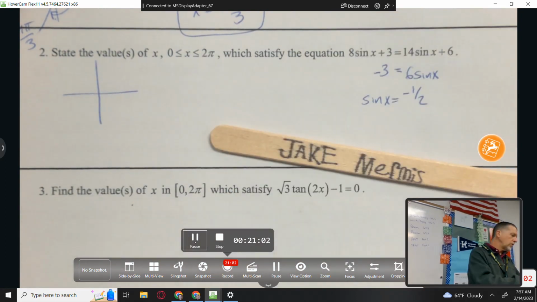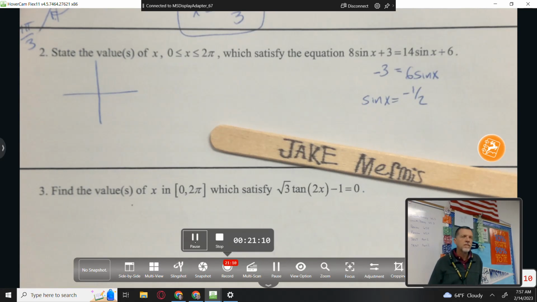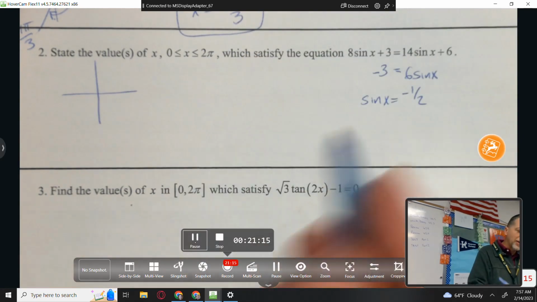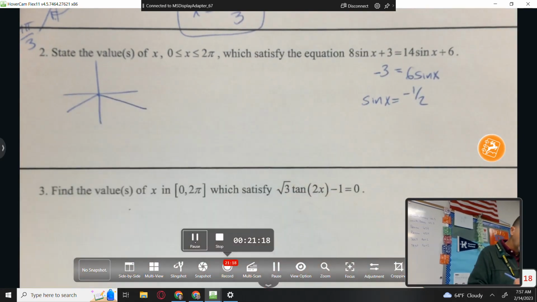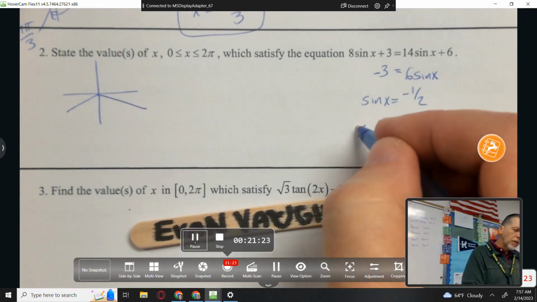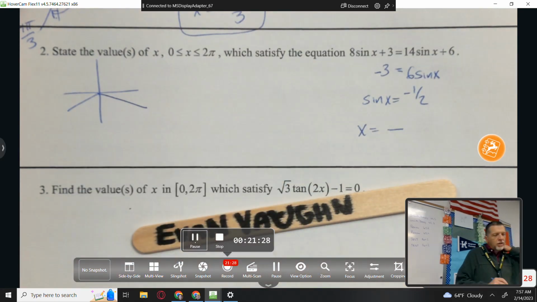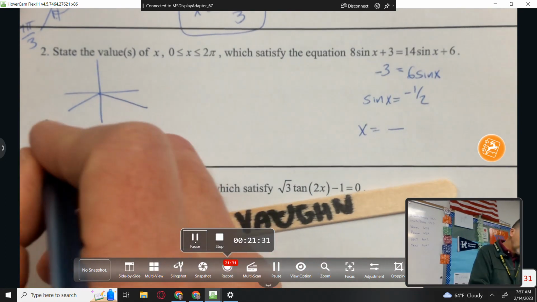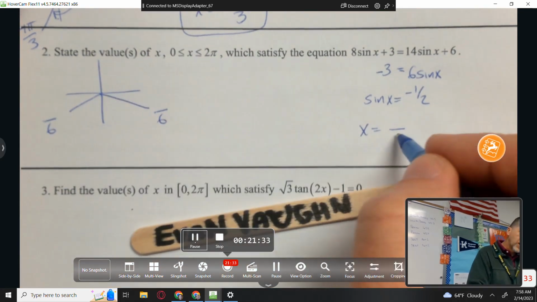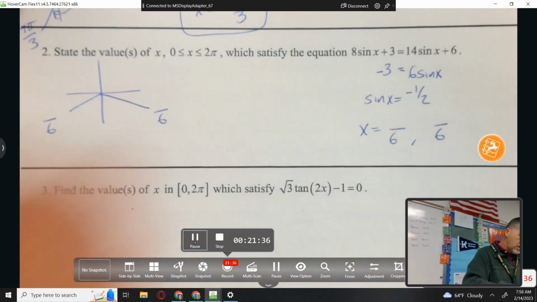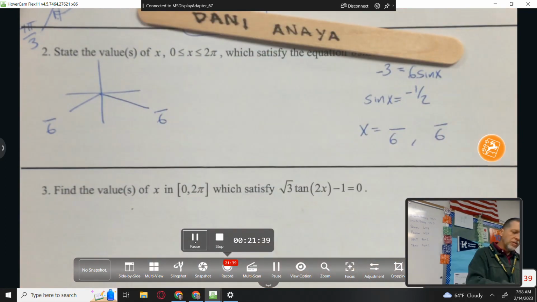Jake, where's the sine negative? What quadrants? The bottom 2. That's a great answer. 3 and 4, I guess, is the technical answer, but the bottom 2 is a really good answer. So right there and right there. Evan, what's the reference angle, or what's the denominator for a sine equaling 1/2? It'd be a 6. So I know both my answers are over 6. So Danny, give me one of those angles.